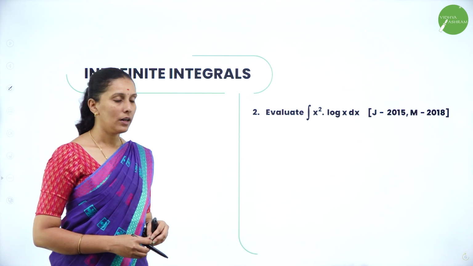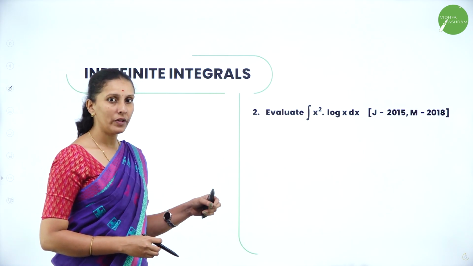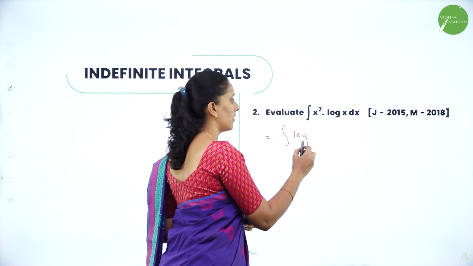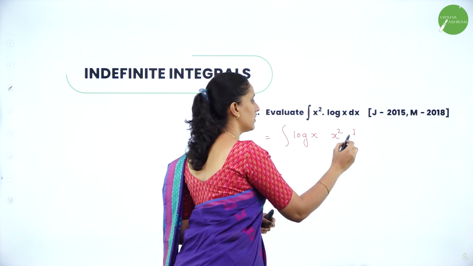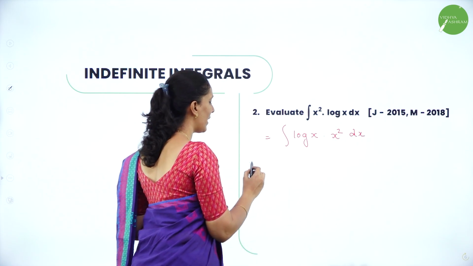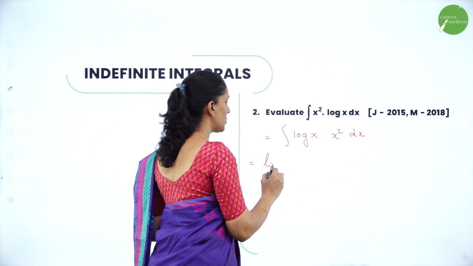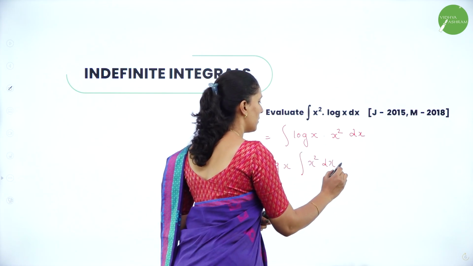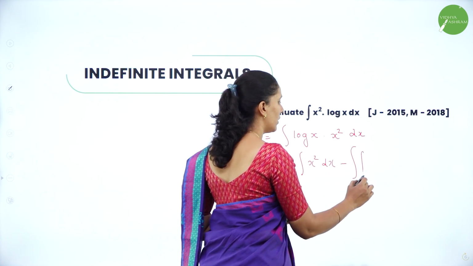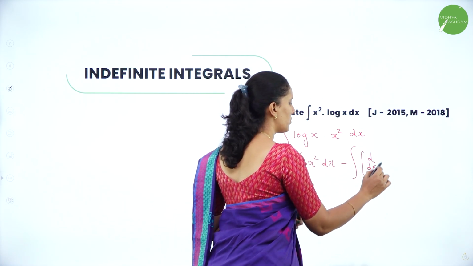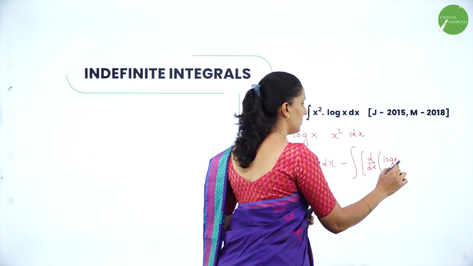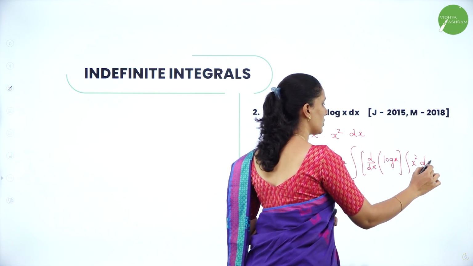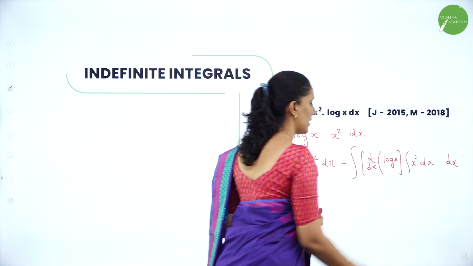So this is the product of 2 functions, hence we go with integration by parts. I'll take the log function as first and then the algebraic function. So now let us apply integration by parts: first function into integral of second, minus integral of derivative of first function into integral of second function, dx again.